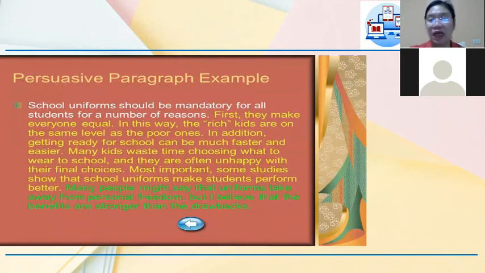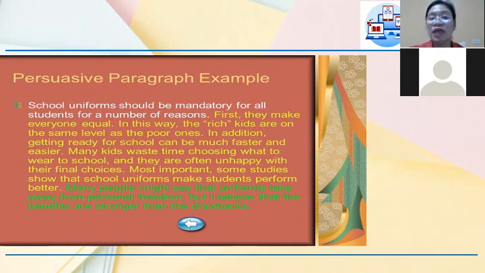Now, I have here an example of a persuasive paragraph. Okay, an example of a persuasive paragraph about wearing school uniforms. How to convince students and parents in wearing school uniforms. So school uniforms should be mandatory for all students for a number of reasons. First, they make everyone equal. In this way, the rich kids are on the same level as the poor ones.